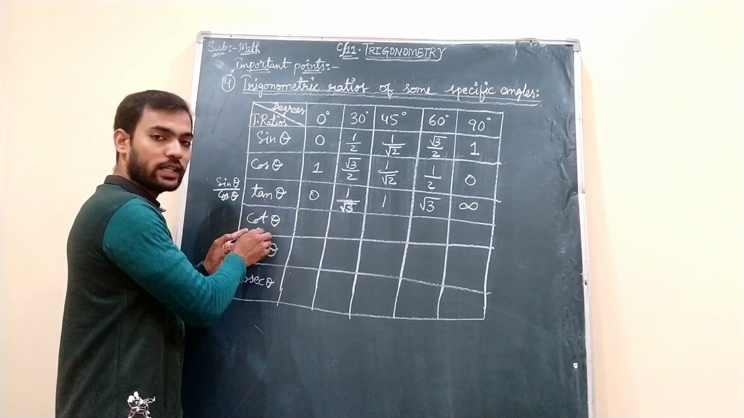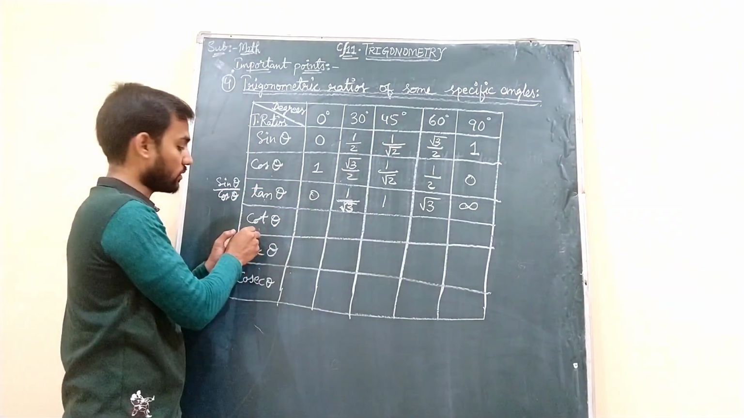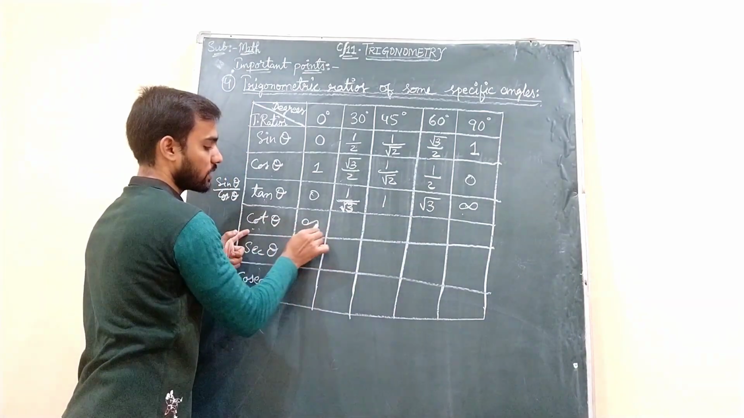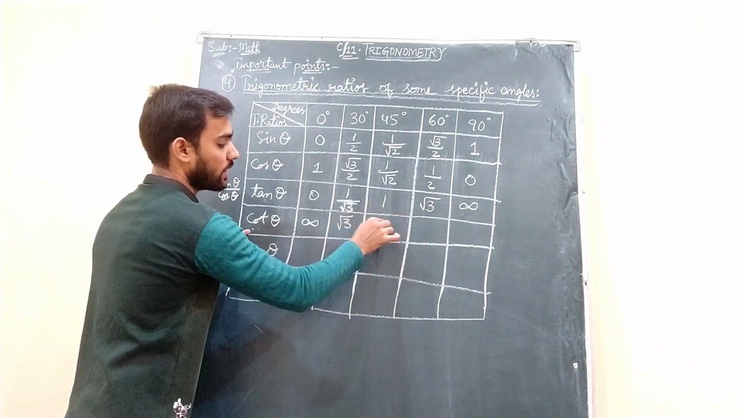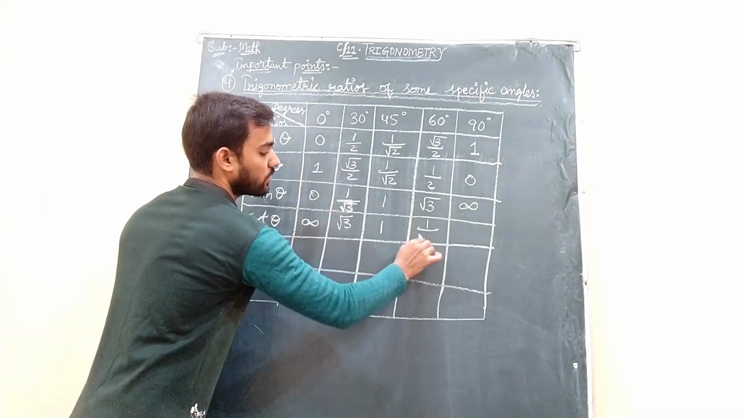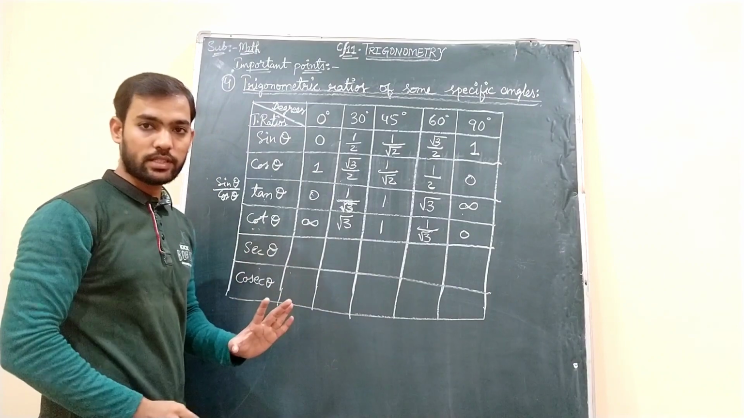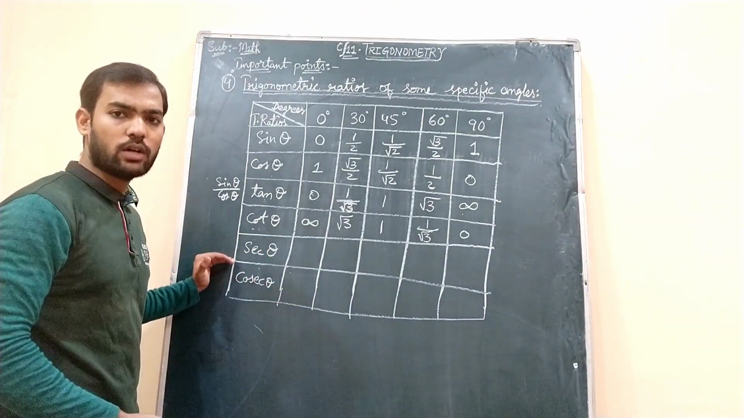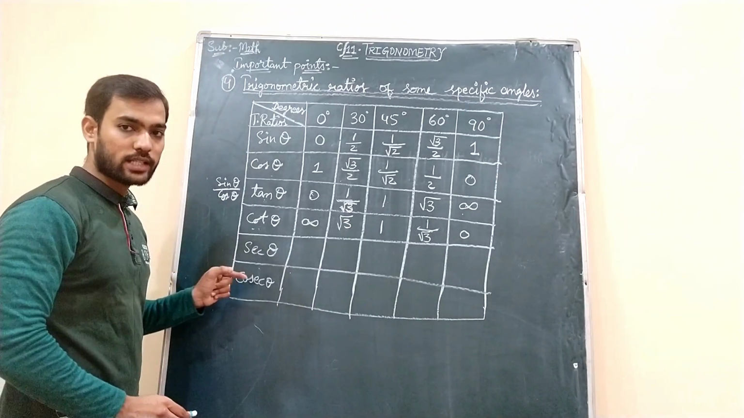Okay. Now cot theta, same as you did for cos, from the reverse order you need to write for cot also. Infinity, which is not defined, then root 3, then 1, then 1 by root 3, and the last one is 0. Okay students, we have done till here. Now the last two rows are remaining. Secant theta. How to write secant theta?